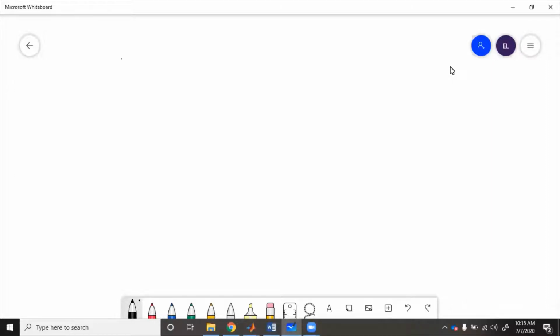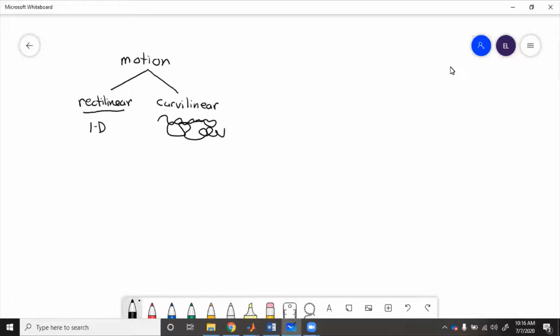So last class we learned about different types of motion. We had rectilinear, which is motion that's in a straight line, one-dimensional. Now we have curvilinear, which is motion that is not in a straight line. So this is two-dimensional or more.